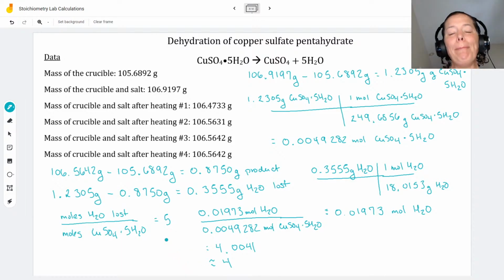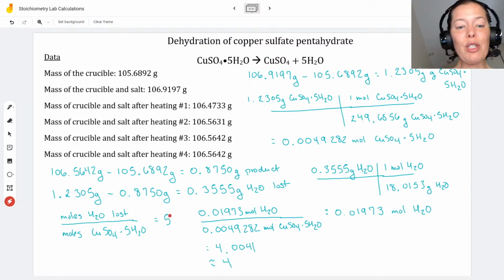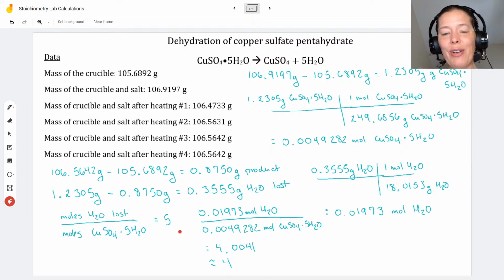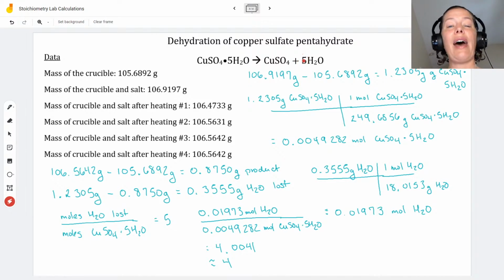Now, the good thing is we did come up with approximately a whole number. So we should have a whole number ratio. You're not going to lose part of a water. You're going to lose either 1, 2, 3, 4, or 5 waters. You're never going to lose like 3.5 waters or 3.2 waters. It's going to be a whole number. So it's good that we got a whole number. However, we were supposed to be driving off 5 waters. So in this lab, we did not drive off all of the water. We only drove off 4 waters. So instead of having a 5 here, we really should have a 4.